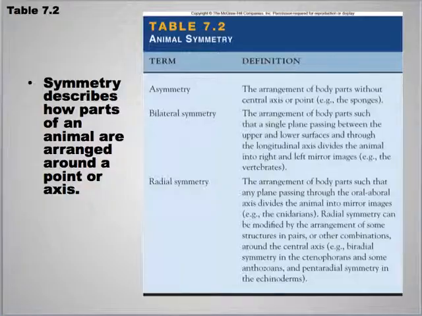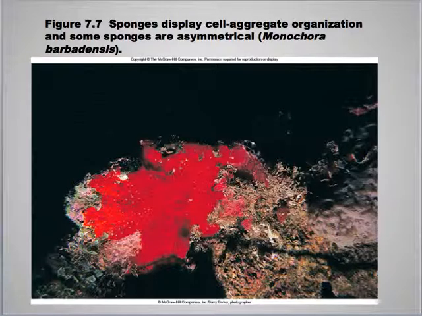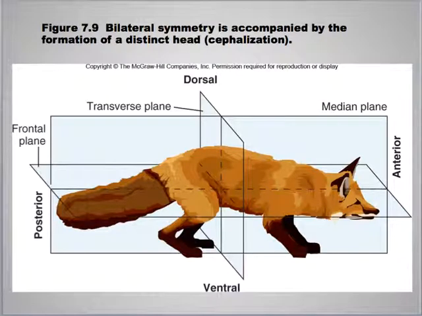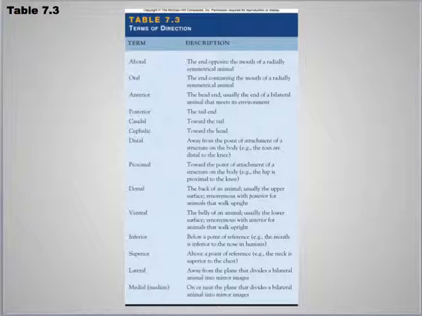So now to give you examples, sponges are, that particular one is asymmetrical. That coral polyp is radially symmetrical, and this fox is bilaterally symmetrical. So it's slicing through the plane. You can have two halves that mirror each other.